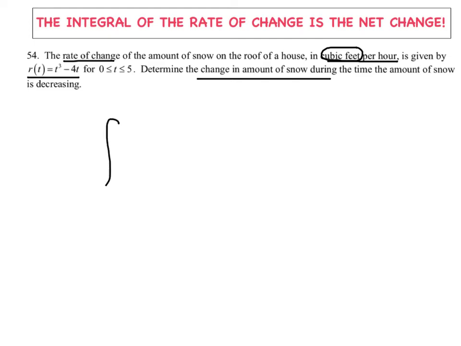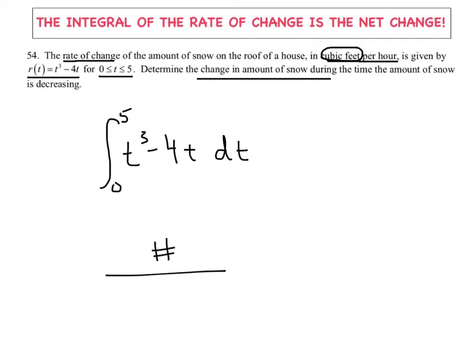So what I'm going to do is integrate my rate of change, just as my theorem says. I'm going to throw my own dt on there, and the bounds are going to be 0 to 5. Evaluating that integral, I'm going to get a number, and that's going to tell me the total number of cubic feet, which represents the total amount of snow that has melted off the roof.